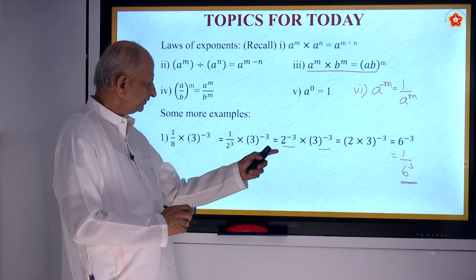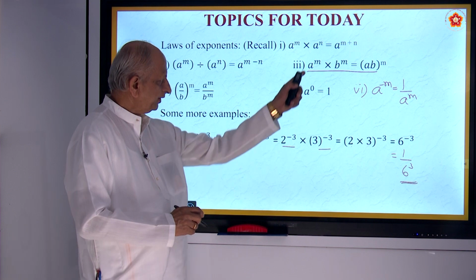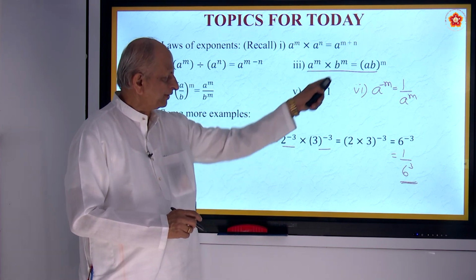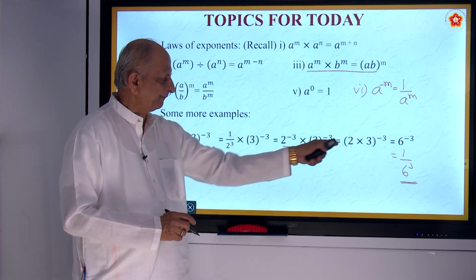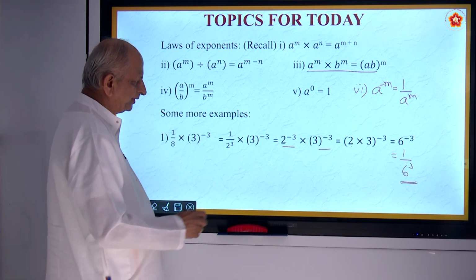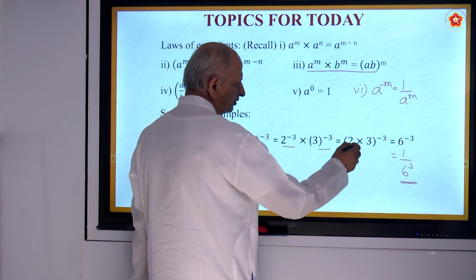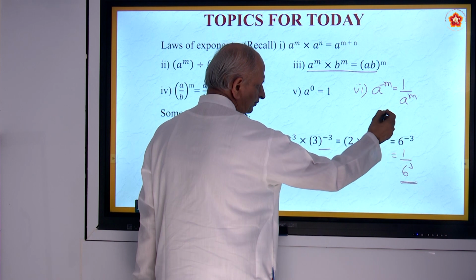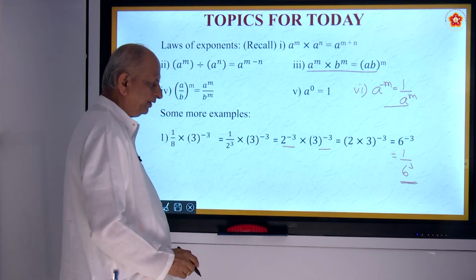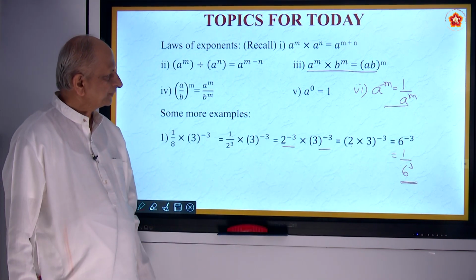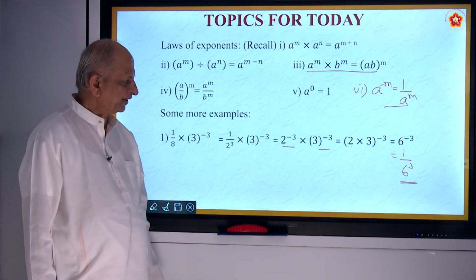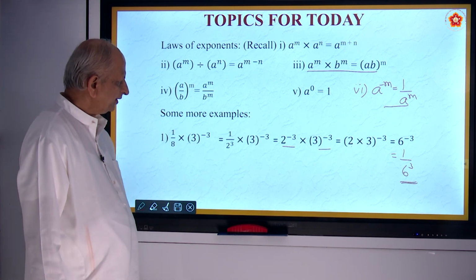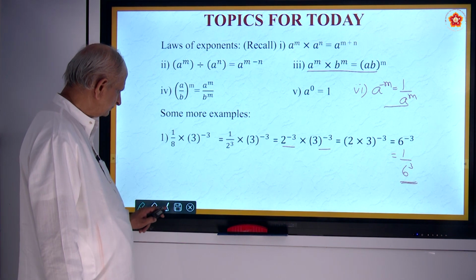So we have used two formulas here. First formula is a to the power of m into b to the power of m is equal to ab to the power of m. That you have used. Second one, this sixth law also you have used. Correct? So that is the first example. Then we come to the second example.